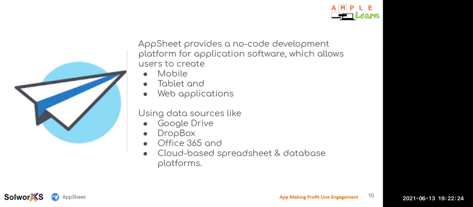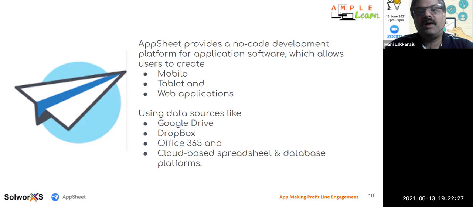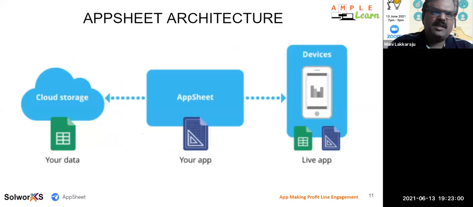So AppSheet is typically a no-code development platform, which allows you to create hybrid apps for mobile use, tablet use, or web application use, or for all of that, right? So any device can go well with a no-code platform. And Google AppSheet supports various data sources like Google Drive, Dropbox, Office 365, and any cloud-based spreadsheet and database platform, which you are aware of. Just for your understanding, this entire thing works in three simple steps.